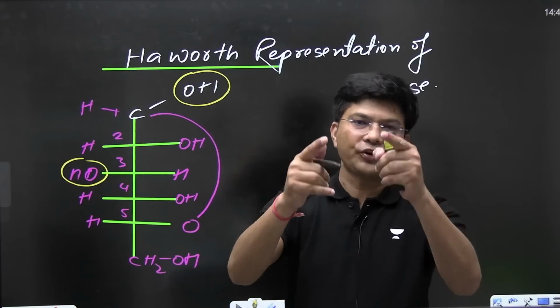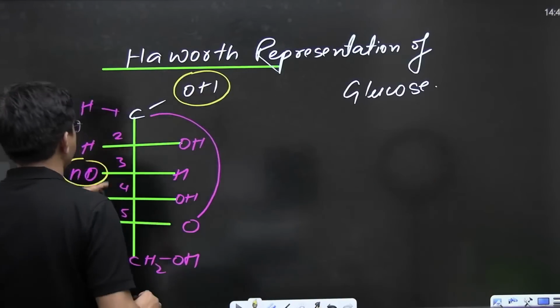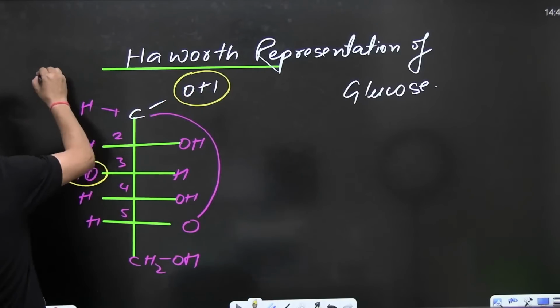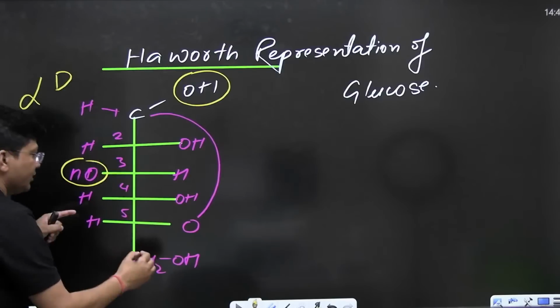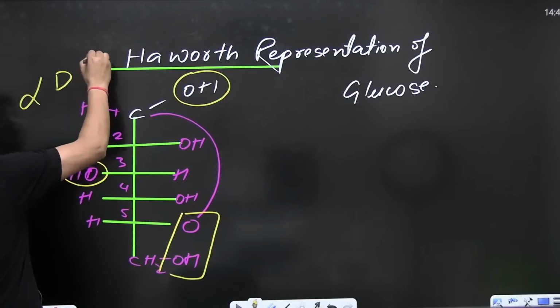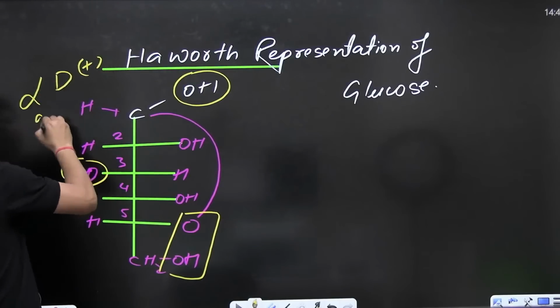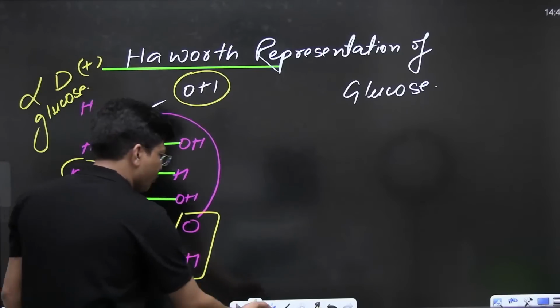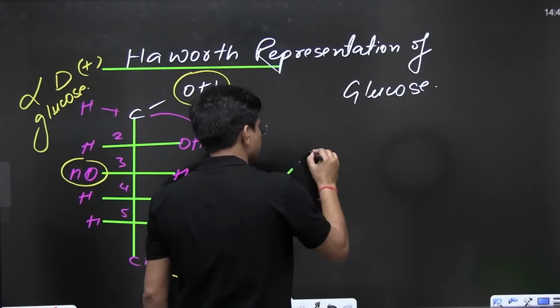Very good. That's really awesome. This is your alpha D glucose because first carbon OH and third carbon OH are on different sides. So this is alpha D. D is for the oxygens on the same side, D positive, experimentally determined, and this is glucose. Now let me draw the Haworth representation.